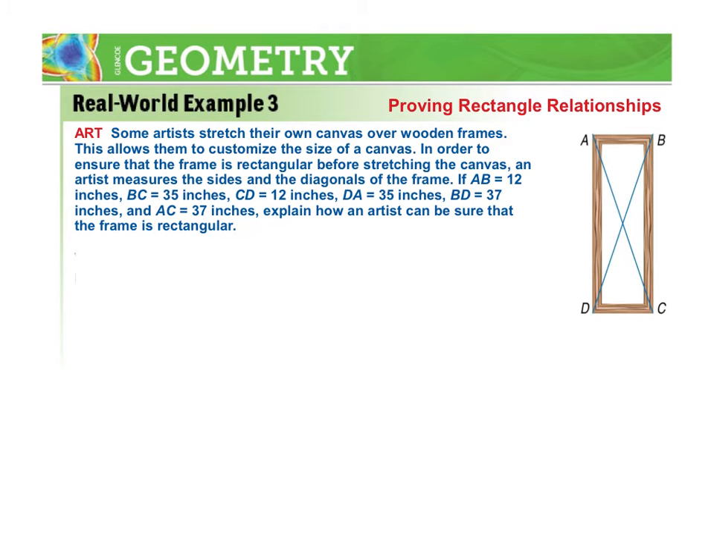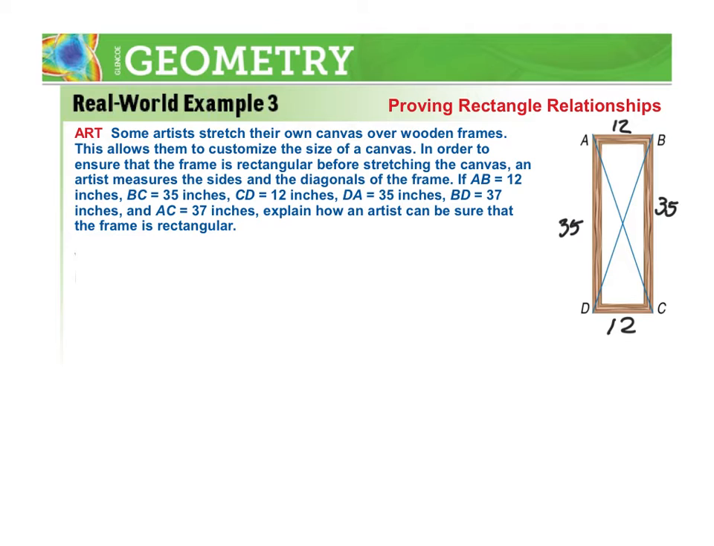Real world example 3. Some artists stretch their own canvas over wooden frames. This allows them to customize the size of the canvas. In order to ensure that the frame is rectangular before stretching the canvas, an artist measures the sides and the diagonals of the frame. If AB equals 12 inches, BC equals 35 inches, CD equals 12 inches, DA equals 35 inches, BD equals 37 inches, and AC equals 37 inches, explain how an artist can be sure that the frame is rectangular.